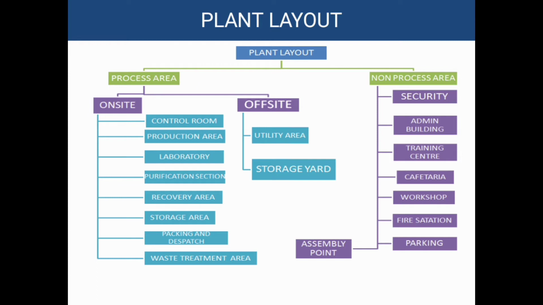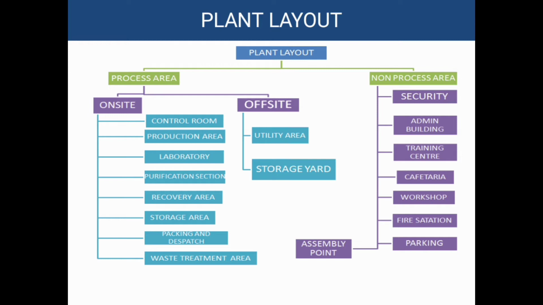When you come to the on-site, it mainly consists of a control room, then production area, then reaction zone. Laboratory for quality control, purification, distillation area, absorption, like that. Purification area includes, then recovery area, byproduct recovery and catalyst recovery, everything will be done in this recovery unit. And finally, the finished product storage area, then packing and dispatch. In addition to this, in every plant, there should be a waste treatment plant or effluent treatment plant.